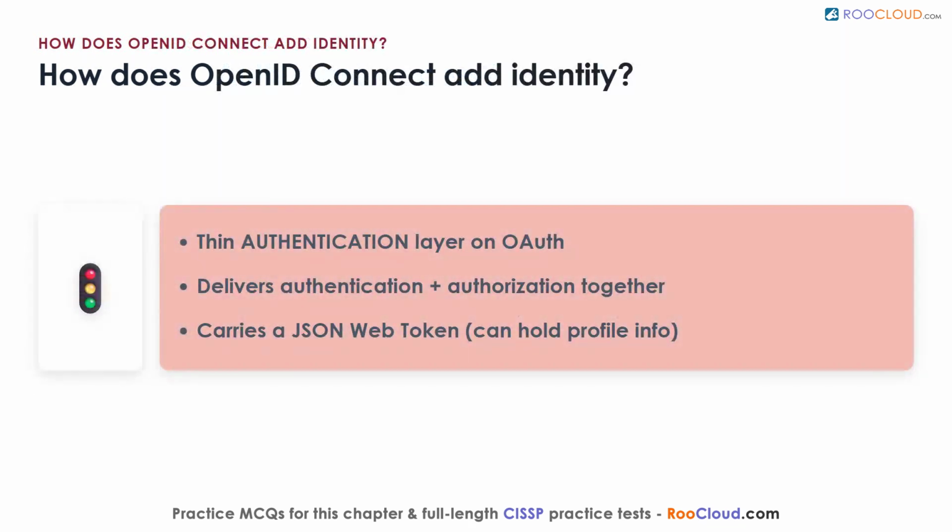So how do you add identity on top of OAuth? With OpenID Connect, it is a thin authentication layer built on the OAuth framework, and its key feature is that it delivers both authentication and authorization together. It carries a signed token, a JSON web token, that a service retrieves to confirm the user and can even include profile details about them. You see this every time you log into one site using an account from a large provider, and the whole handshake happens quietly in the background. OAuth answers what you may do, and OpenID Connect adds the answer to who you are.